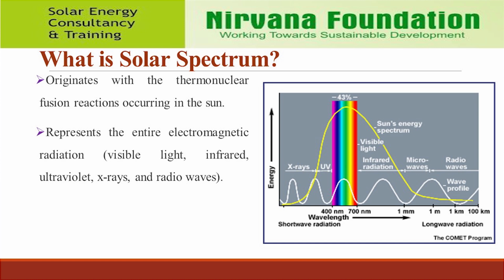Knowing about the solar spectrum helps us to choose the type of solar cell. Some solar cells may have good performance at short wavelengths, while another type of cell may be better at long wavelengths.